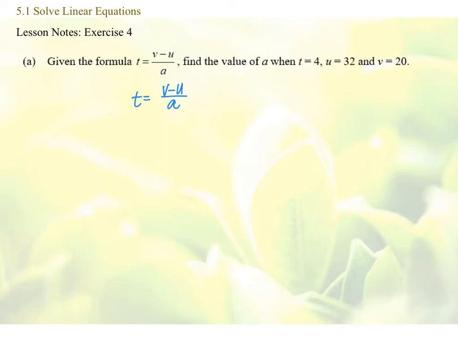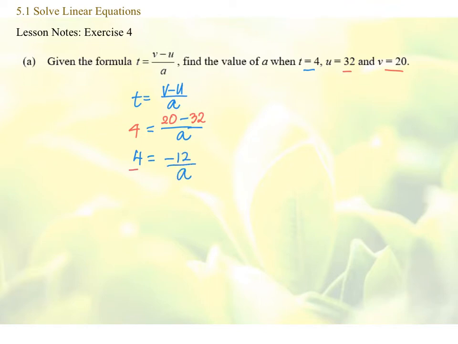So now we are going to sub in the values. T equals 4, v equals 20, u equals 32, and a. So simplifying the expression, we will have 4 to be negative 12 over a.